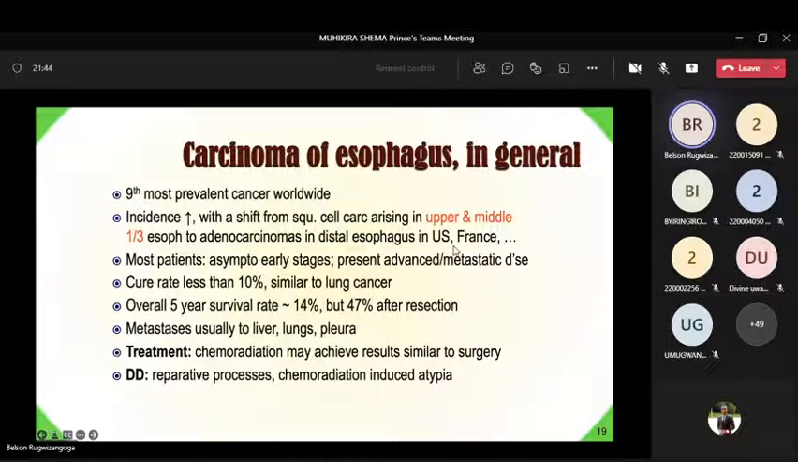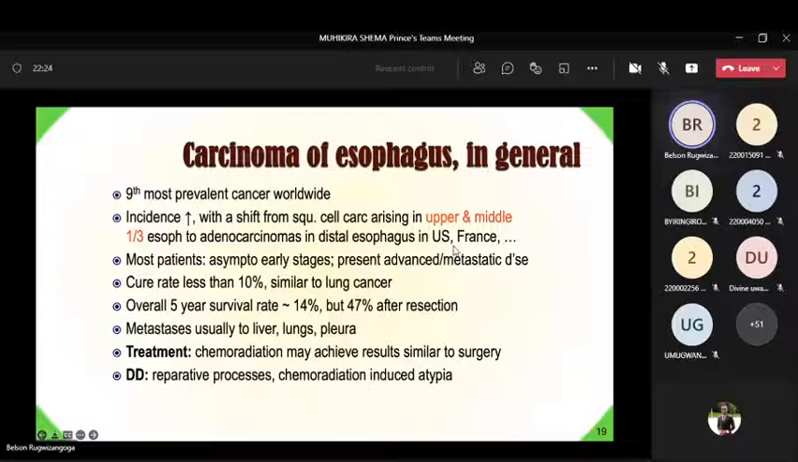So the differential diagnosis will include the reparative processes. So if you do endoscopy and you find something abnormal, don't rush to say it is a cancer. It can be just a reparative process. For example, if the person has had many episodes of esophageal burn, for example, he or she has ingested corrosive chemicals, she may have the scars there, and don't rush to say it is a cancer. Just check if it is not a scar.